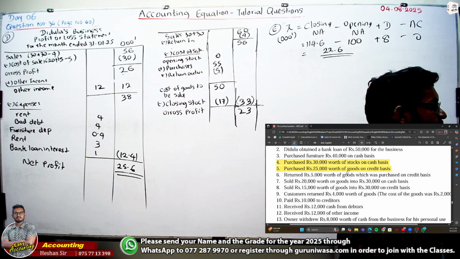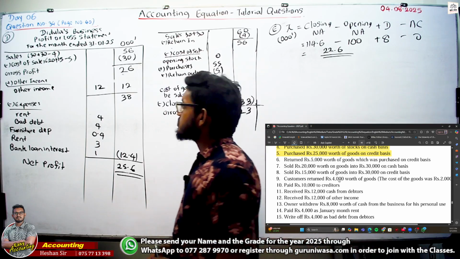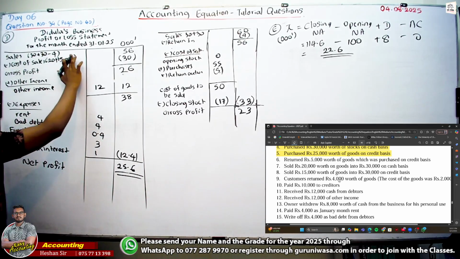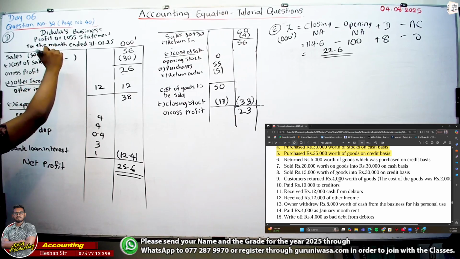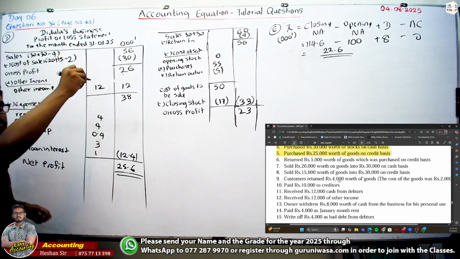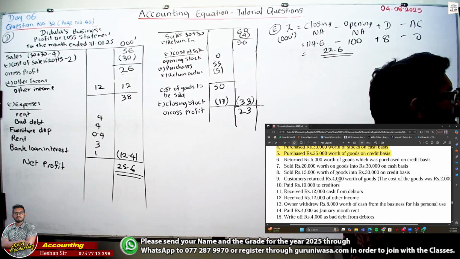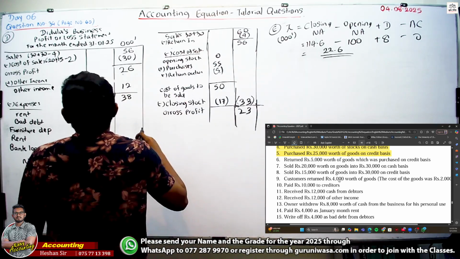Right? Now in the ninth one, customer return 4,000 worth of goods. Right? So our sales decrease by 4,000. The cost relevant to that sale is 2,000. Am I clear? Right? That's why we need to write 2 in here. Understood? Right? So now again you need to fix it, right?